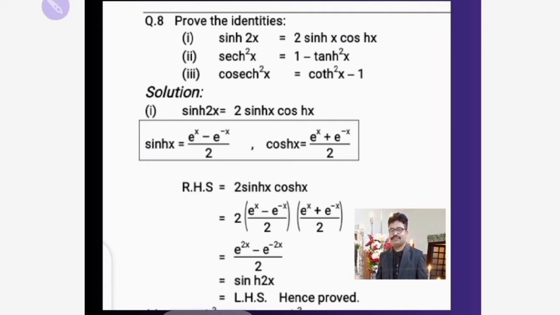Prove the identity sin hyperbolic 2x is equal to 2 sin hyperbolic x cos hyperbolic x. First of all, you have trigonometric functions sin x, cos x, tangent x, secant x, cosecant x and cot x. If there is a symbol h after these trigonometric functions, it will be read as hyperbolic functions. As it is sin h, we read it as sin hyperbolic x, and there is cos. After cos, here is symbol h, so we will read cos hyperbolic x.